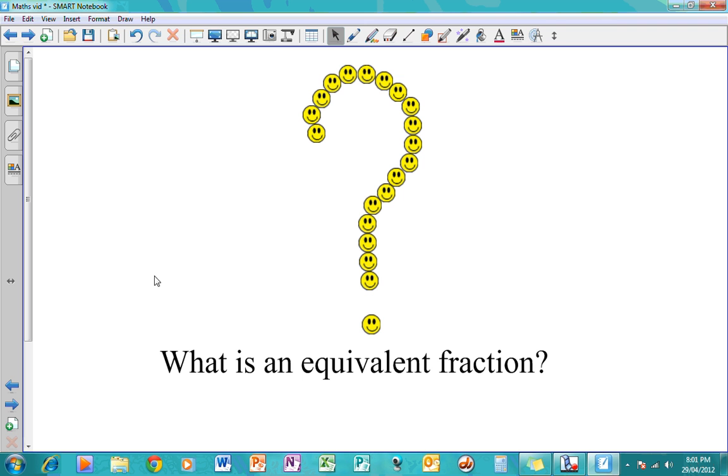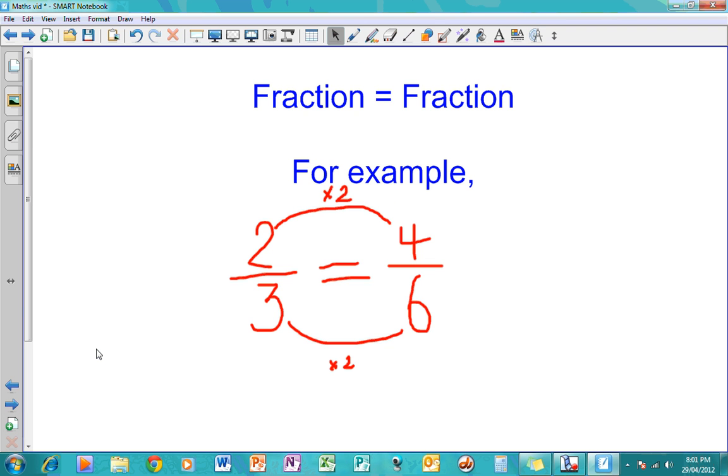So now that we've gotten this far, what is an equivalent fraction? An equivalent fraction is a fraction that is exactly the same as another fraction. For example, take 2/3 and 4/6. It's sort of like a buddy system, I guess.